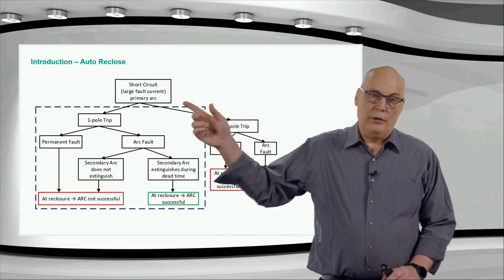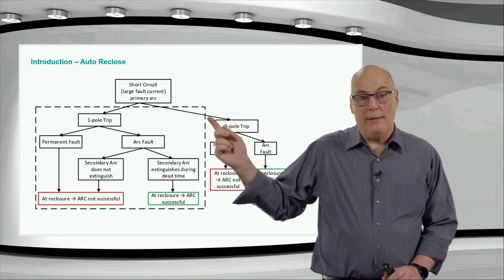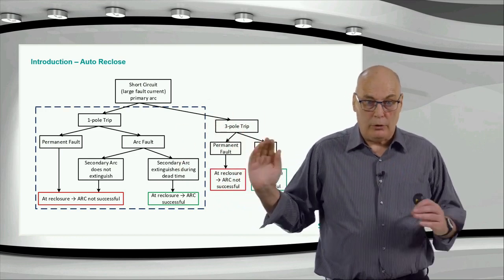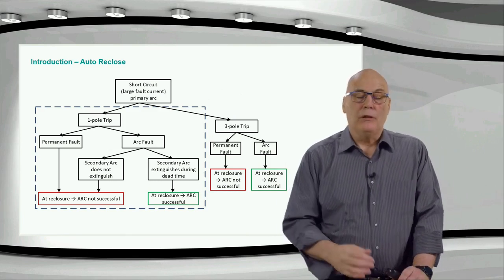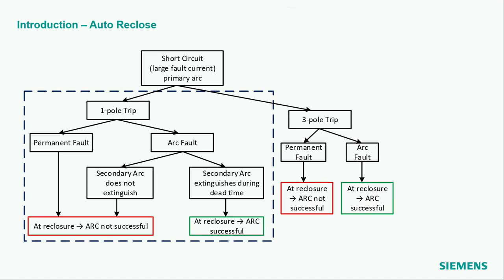The auto reclose in general, trying to keep it brief, is done in the following manner: you have a short circuit, which will have a fairly large primary fault current, and then depending on your application, you have a 1-pole trip or 3-pole trip. This is done by the protection, and the auto recloser is always started by a protection trip. This is just the definition of that.